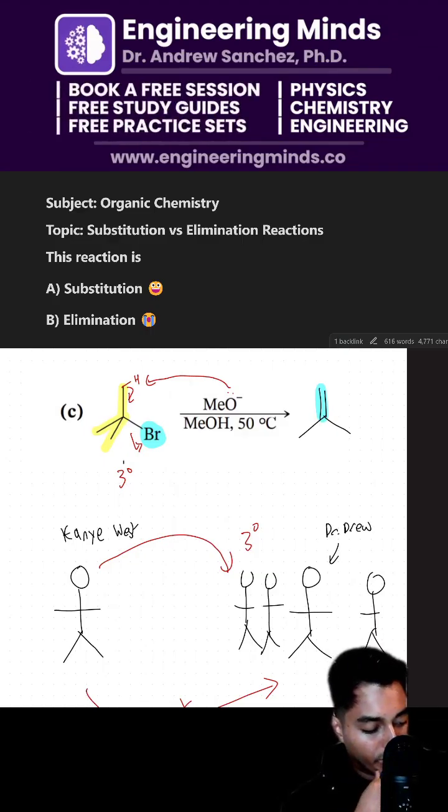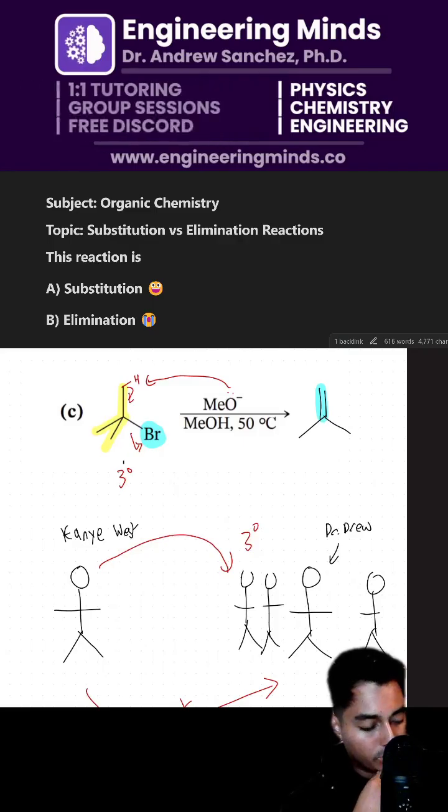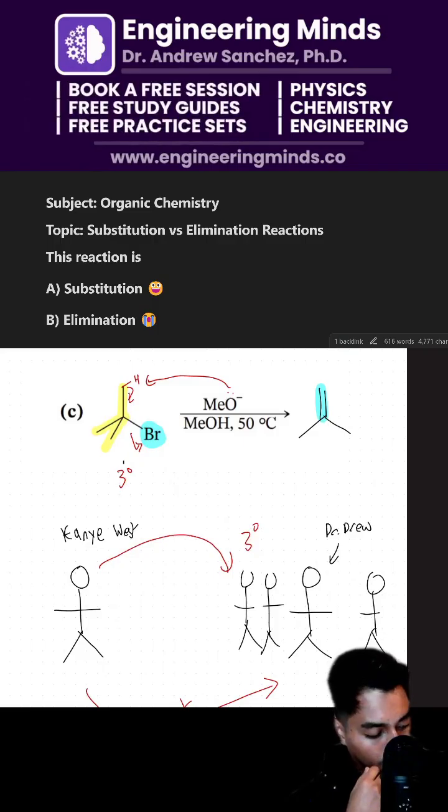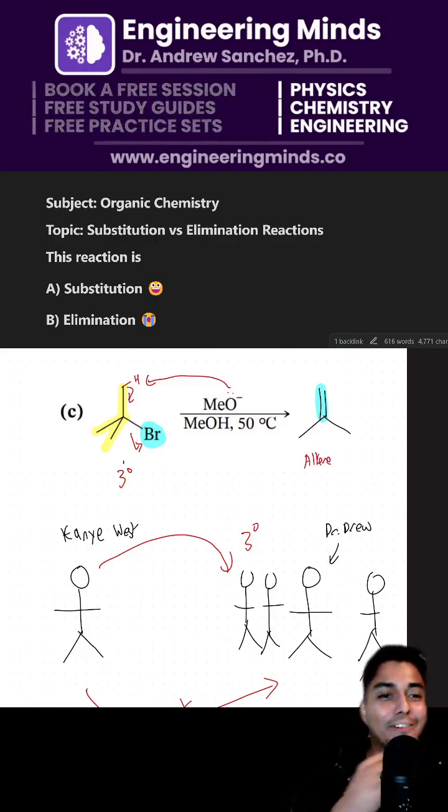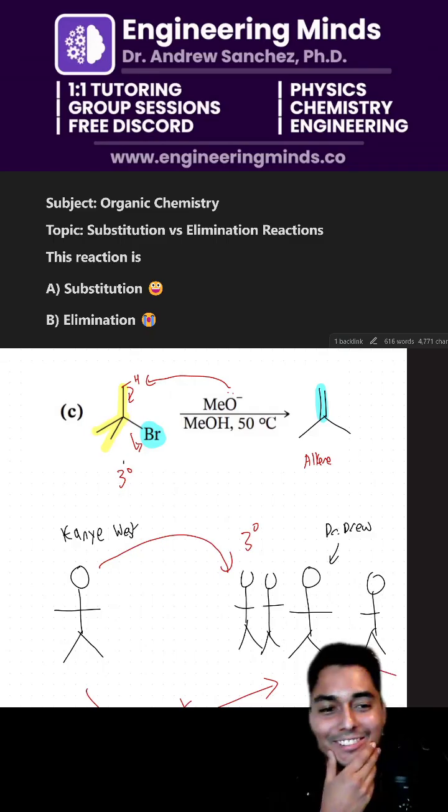This is a tertiary alkyl halide, and it generates a secondary alkene. Okay, secondary alkene. That was a fun one. I wasn't expecting to be in the show today.